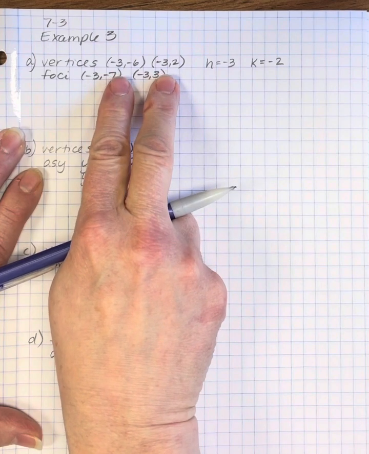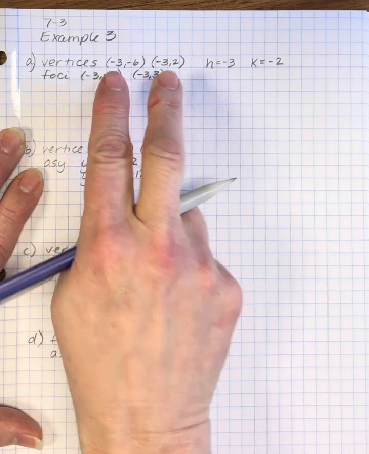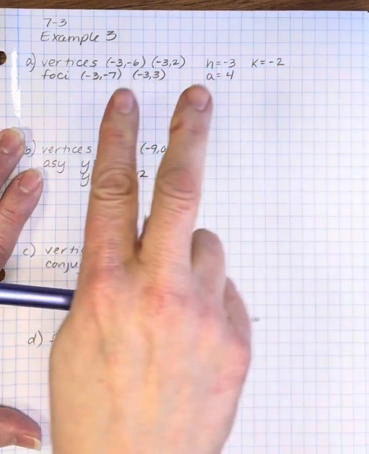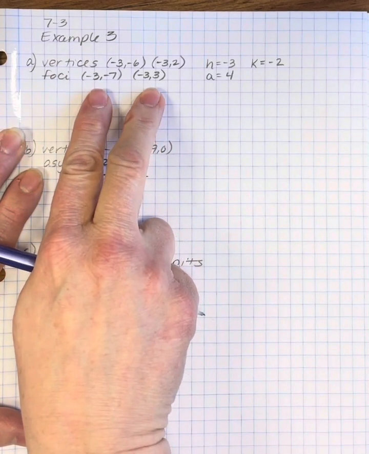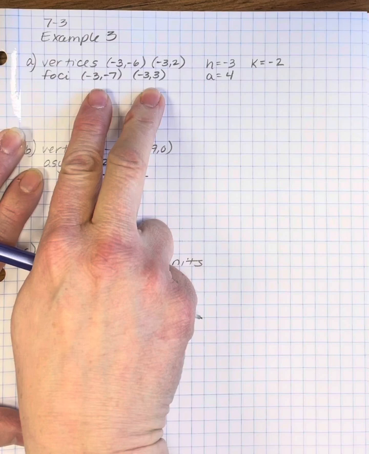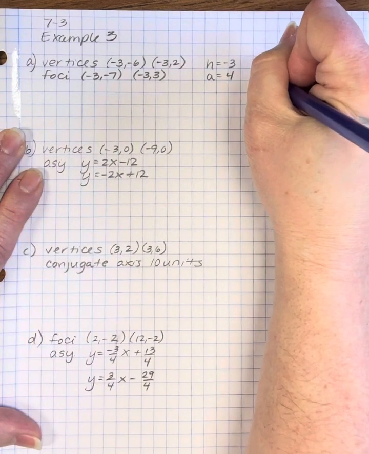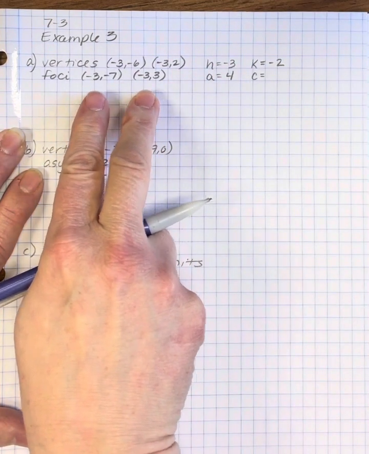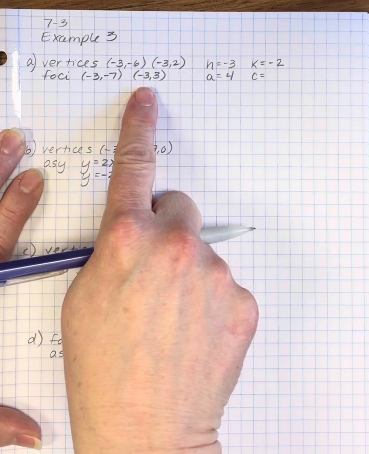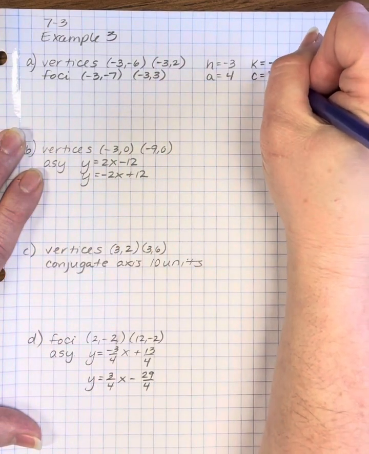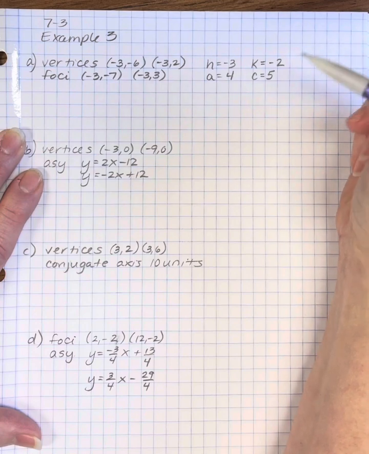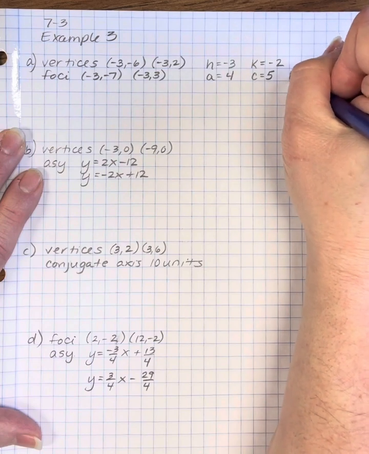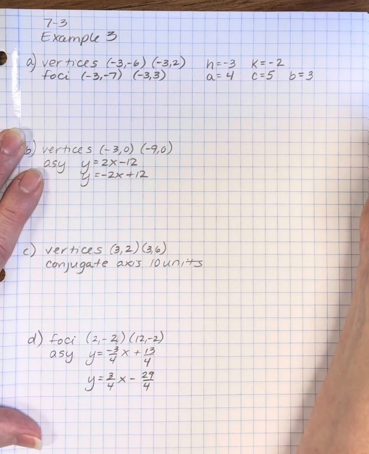The distance between the 2 vertices is 8. So A is half of that. So A is 4. The distance between the 2 foci is 10. The distance is 2c, and so c is half of that, which is 5. And then you do the Pythagorean theorem. A squared plus b squared equals c squared. So that means that b would have to equal 3.